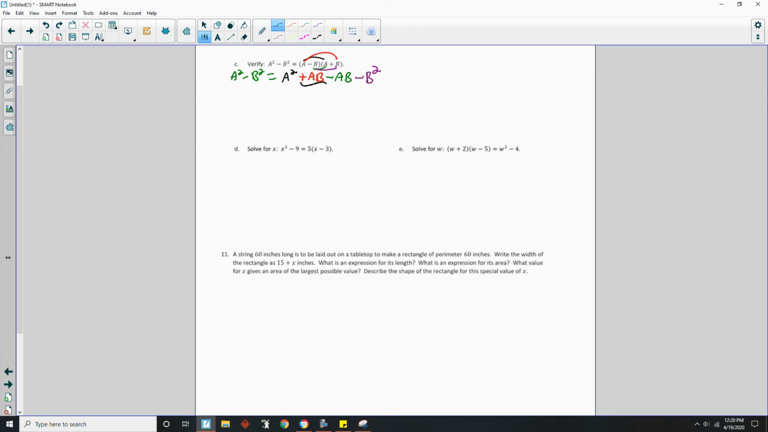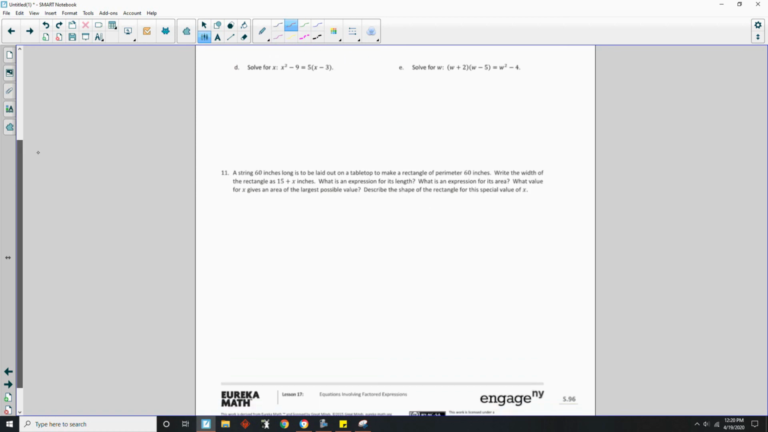My middle terms are opposites and go away, leaving us with a squared minus b squared equals a squared. This cancels, minus b squared. Verify. Okay, next problem. D.